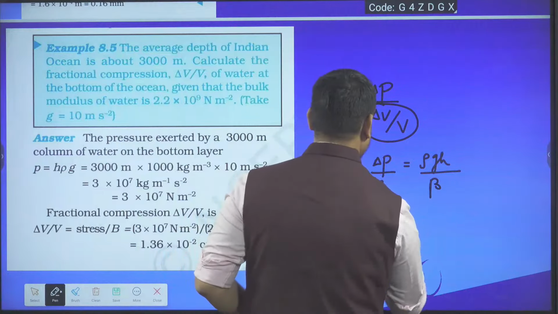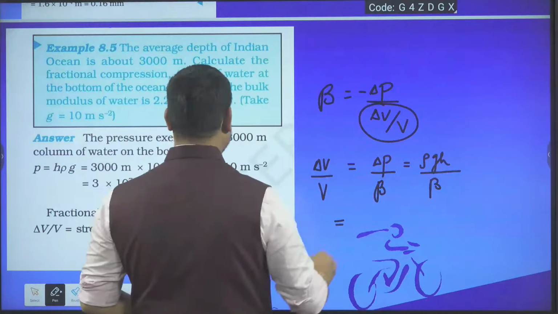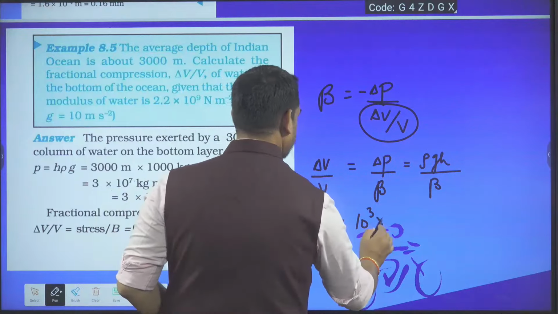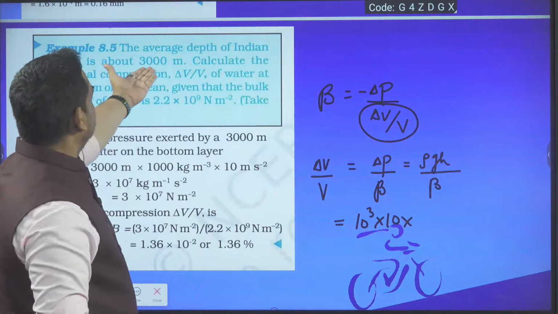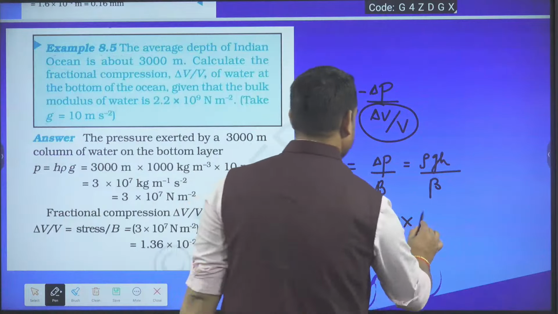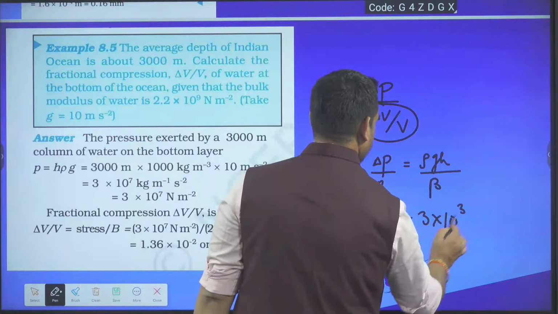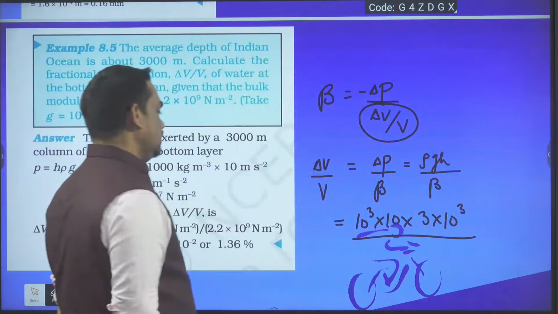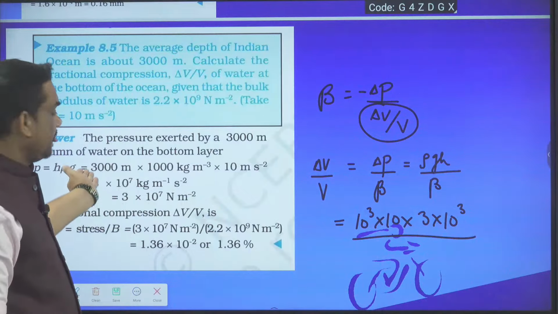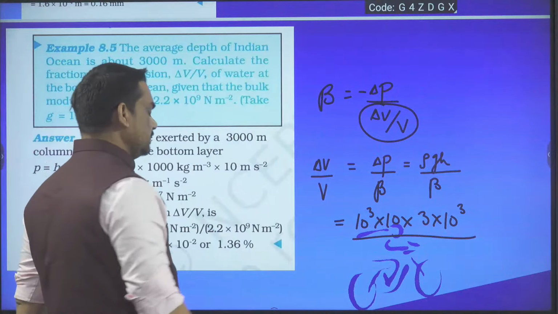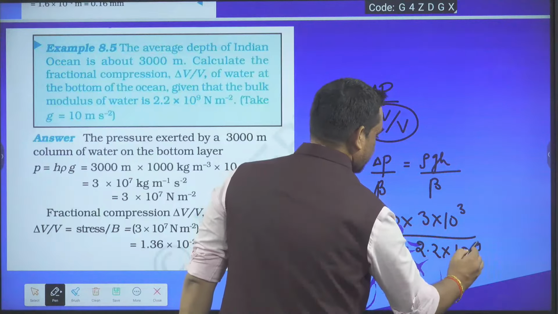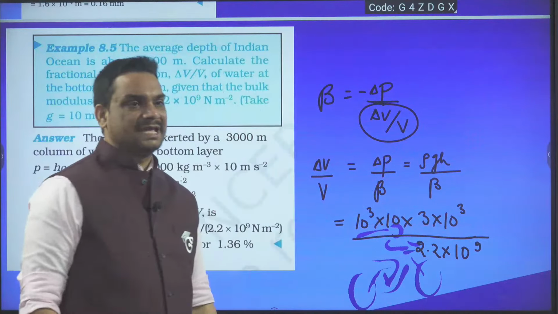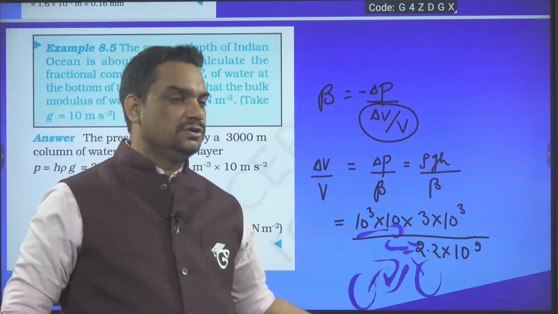Now we can say rho gh, rho is 10 power 3, g is 10, h is given here, depth is 3000 meters. So we can say 3 into 10 power 3 divided by the bulk modulus. What is the bulk modulus here? 2.2 into 10 power 9. So we can say here 2.2 into 10 power 9. Okay. Can we do the calculation? Calculation you have to do. Okay.